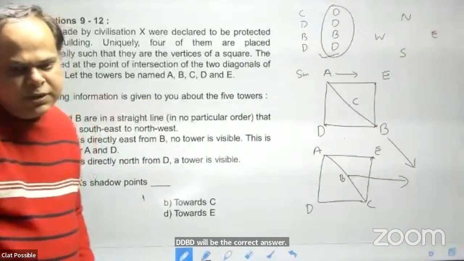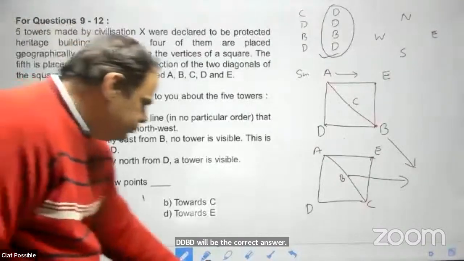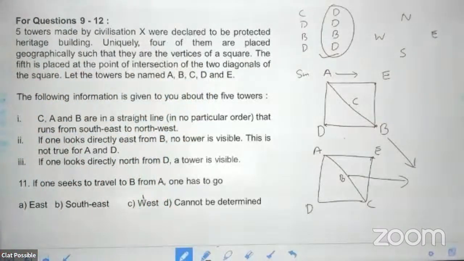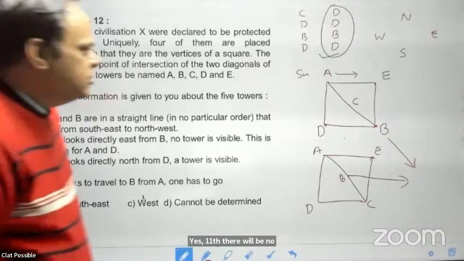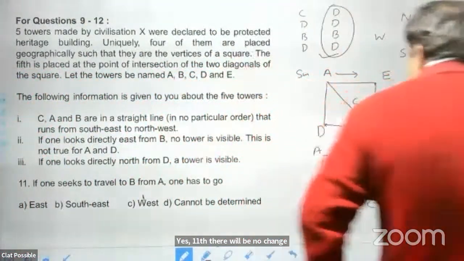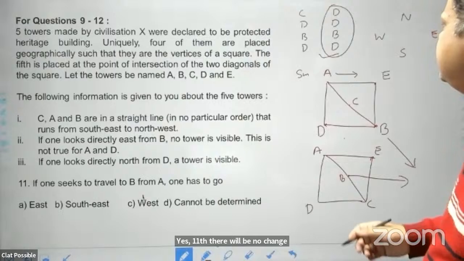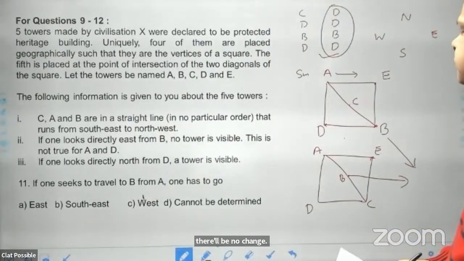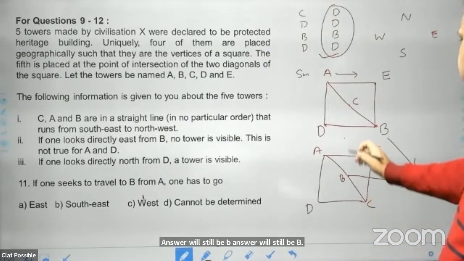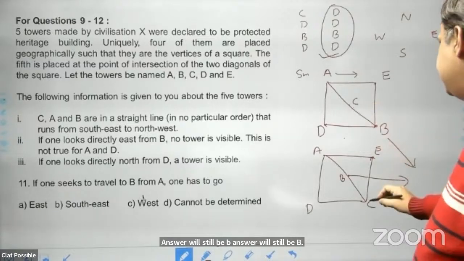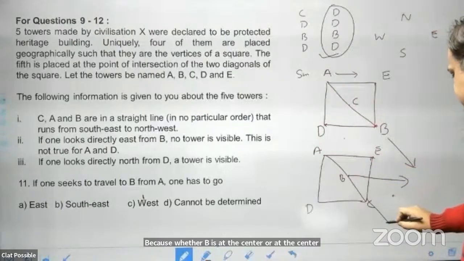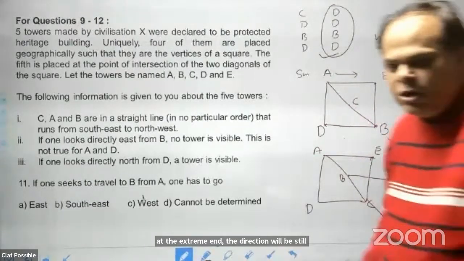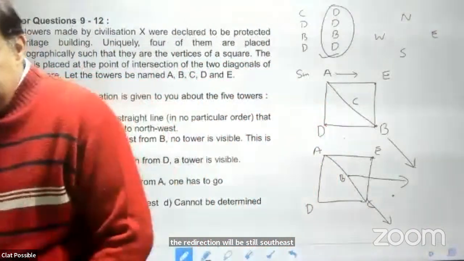Can you show question number 11 again? Yes. 11th, there will be no change. Answer will still be B, because whether B is at the center or at the extreme end, the direction will still be southeast. So the answer will not change.